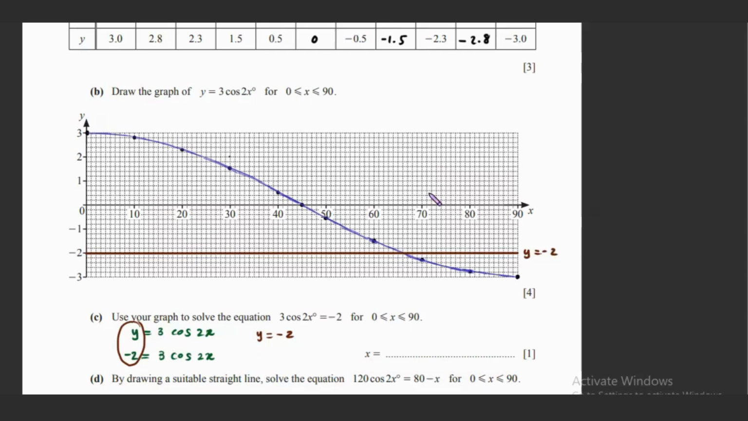Now, what we've got to do is, at the point of intersection, which is this point, we're going to find the value of x, because that is how we find the value of the angle, which is x. So this is 60, this is 70, so this is 62, 64, this is 66 degrees. That is the value of x.